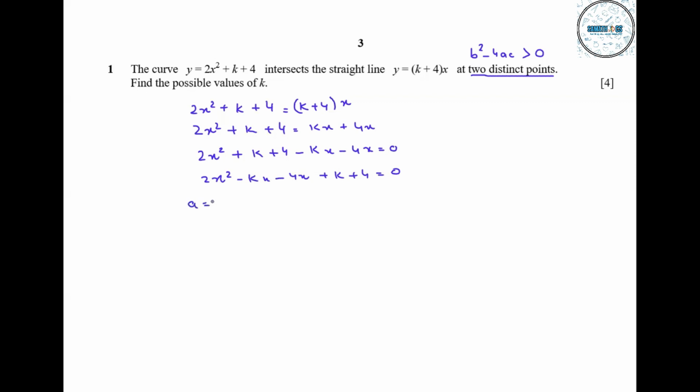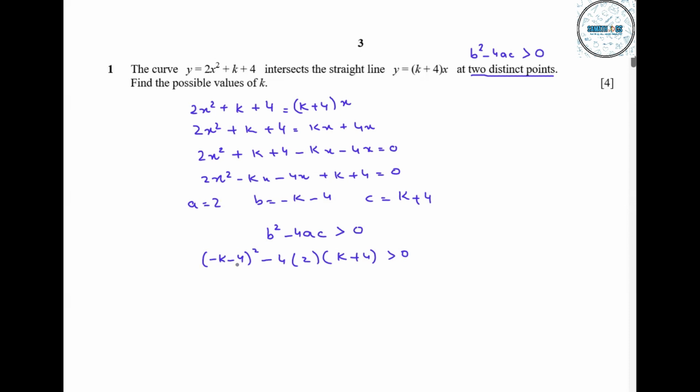Now the value of a is 2. The value of b is minus k minus 4. C is k plus 4. As the curve intersects line at two distinct points, we have to use b square minus 4ac is greater than 0 to find the values of k. So now we will substitute here b, minus k minus 4, squared, minus 4 into 2 into k plus 4, which is greater than 0. We have to expand this using identity.